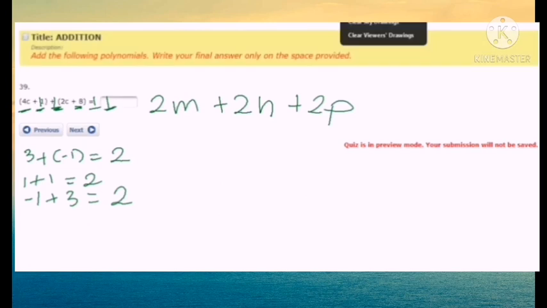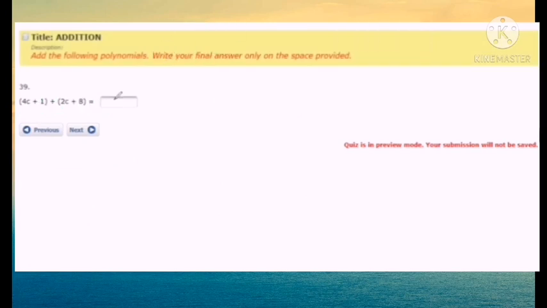Next, number 39, we have 4c and 2c are similar. So 4 plus 2 is equal to 6. So I'm going to write 6 and copy c. 1 and 8, so 1 plus 8 is equal to 9. So plus 9.